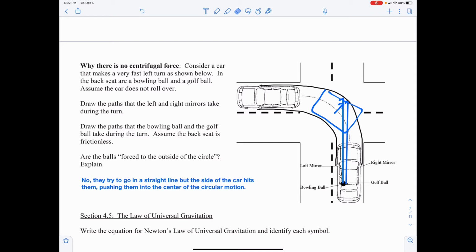If there were no doors on either side of the car, the balls would just keep going in a straight line directly out of the vehicle, like this. And so it would appear that the balls are being thrown out of the car to the right-hand side, but really what's happening is the car is just simply moving left relative to the balls, which are going straight.